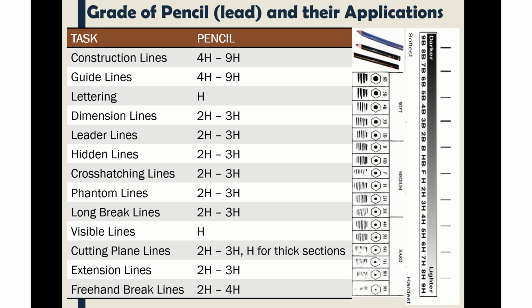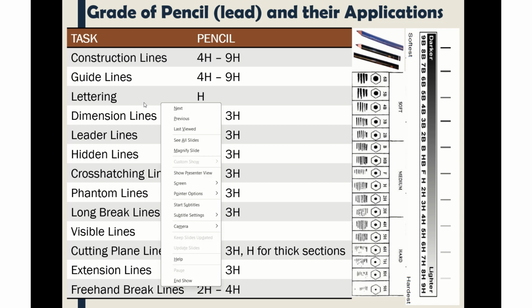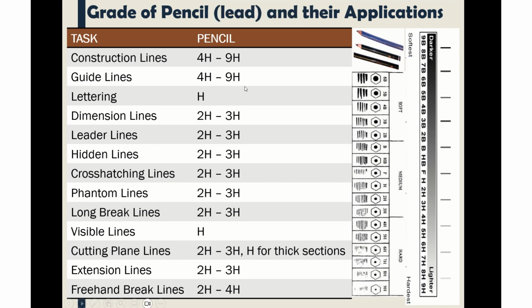Then we have the leader lines. The leader lines are also as good as your dimension lines. So we have to use 2H to 3H grade pencil for leader lines. So we adopt 2H pencil for this course. Then you have your hidden lines. Your hidden lines, like I mentioned earlier, show a part of the object that is not actually visible. So you use 2H grade pencil for that too. So we can use between 2H to 3H grade pencil, but in this course we use the 2H grade pencil.